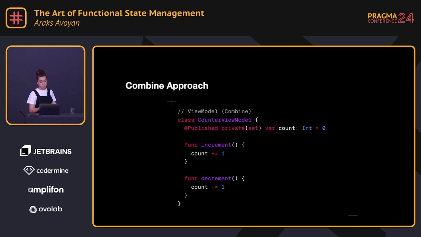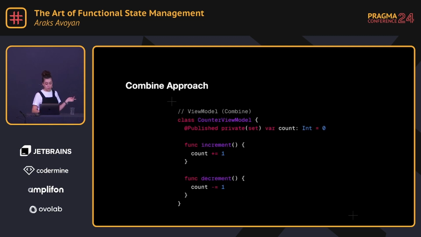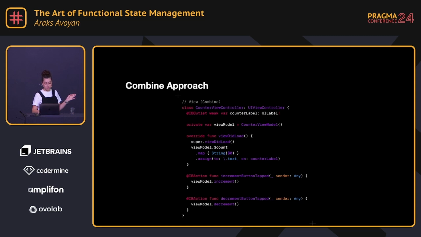We can define a publisher that emits the current count and use operators to react to changes. The view can directly subscribe to this data stream and update itself automatically. Here, the view model uses the Published property wrapper to create a publisher that emits the current count whenever it changes. Button taps still trigger the increment and decrement methods, but the view controller now subscribes to the count property stream using the assign(to:) method. This automatically updates the label text whenever a new value is emitted by the publisher.